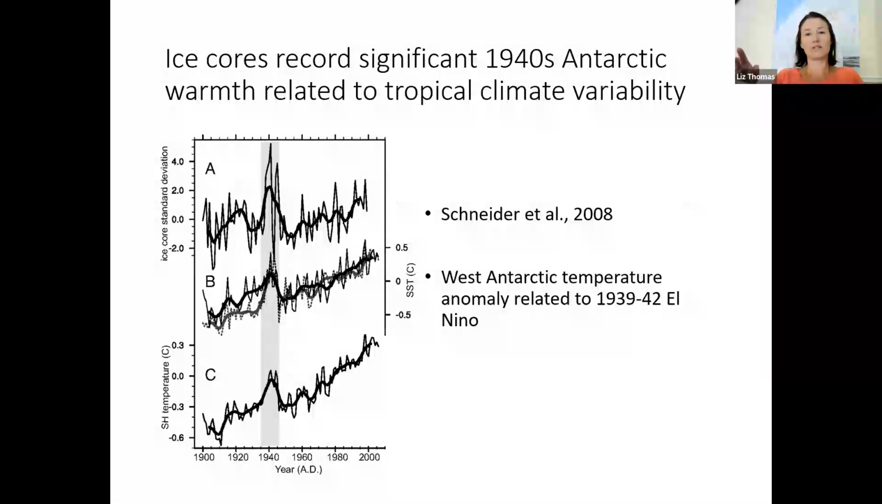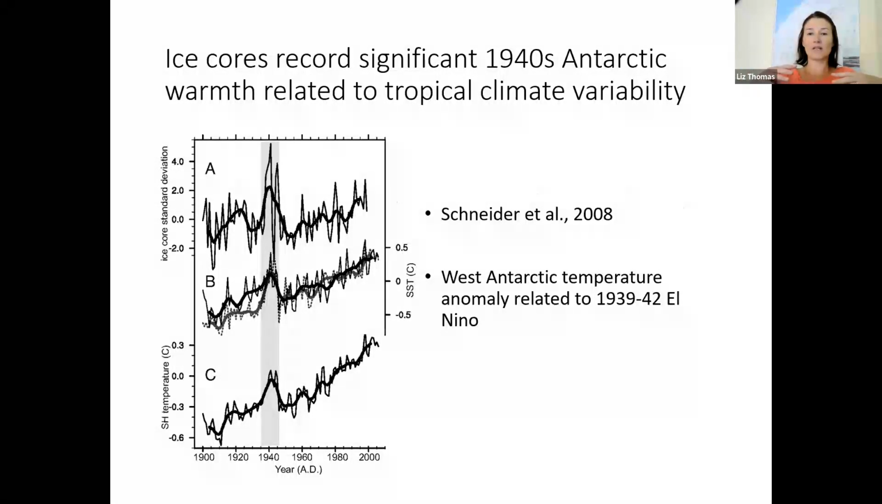And this is the work from David Schneider, where they identified in the ice core record a warm anomaly around the 1940s, and how this was then linked particularly to changes in the tropical Pacific, and actually the anomaly associated with the El Niño event of 1939. So these are ways that some advances have been made in using ice cores to extend our understanding beyond just the 1980s and the observational era.